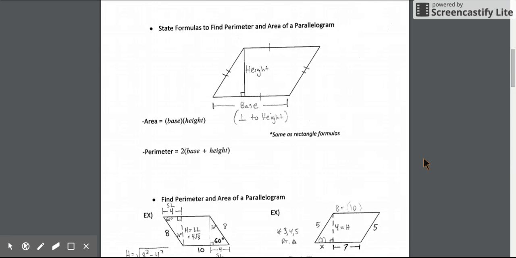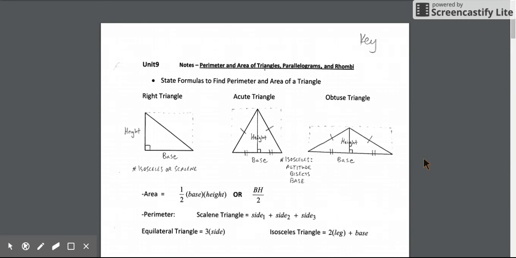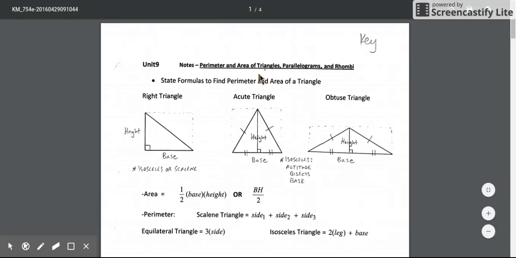So there is how we can find area and perimeter of triangles, parallelograms, and rhombi. And a lot of times we are doing a lot of math with right triangles, because triangles are the building blocks of our other shapes.